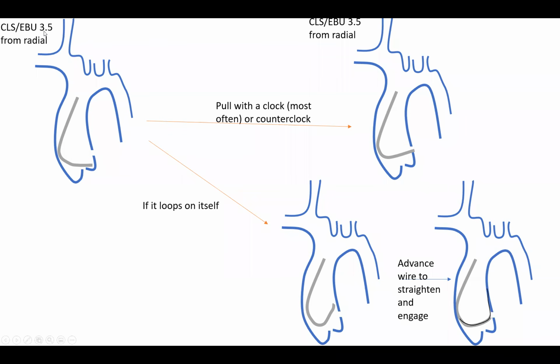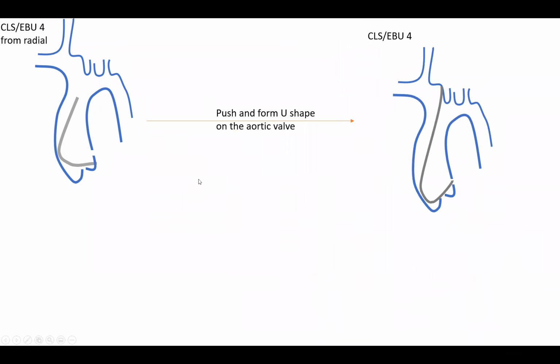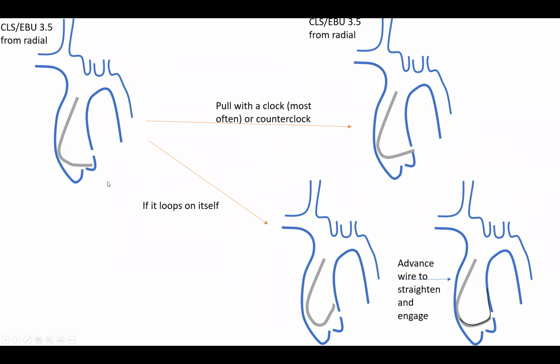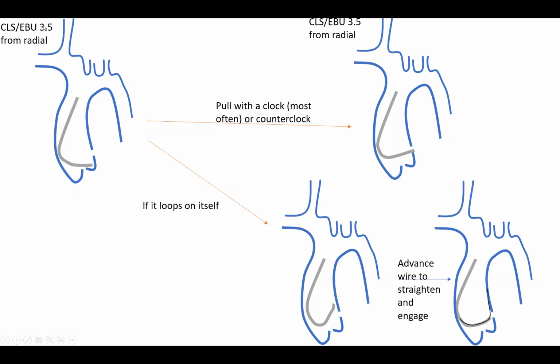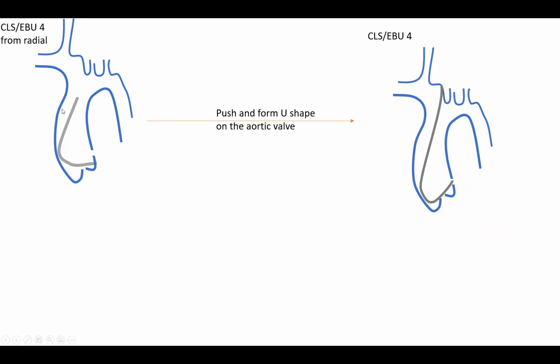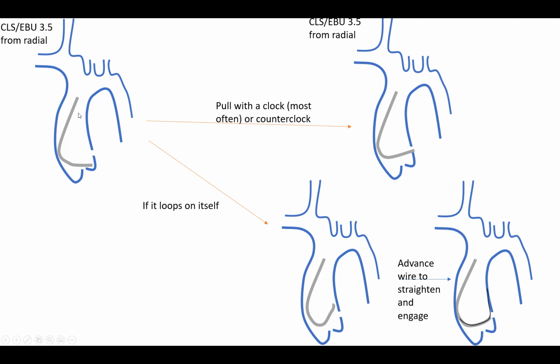And notice I wrote 3.5 because we don't typically use the longer arm to engage from above, even from radial. Now, with CLS and EBU to engage from below, I'm picking a longer arm. So I'm advancing it, it's tighter, and it's harder to maneuver and engage from below with CLS and EBU. That's why I understand why a lot of doctors don't go to a bigger size. They still use a 3.5 from radial. They don't go bigger because it's harder.